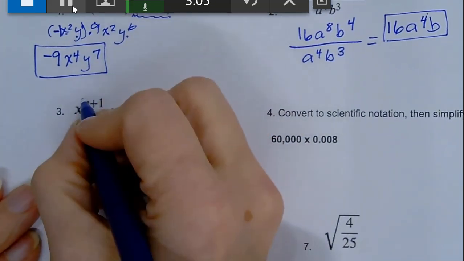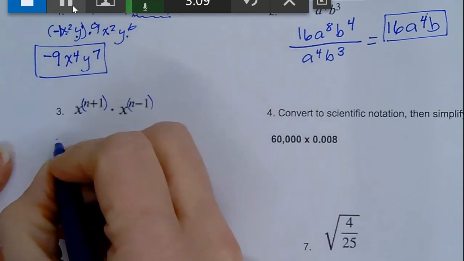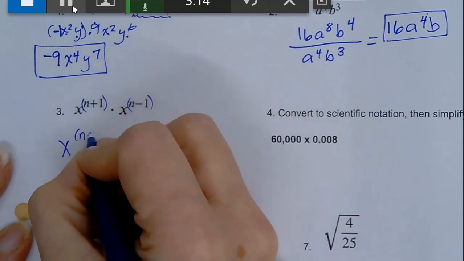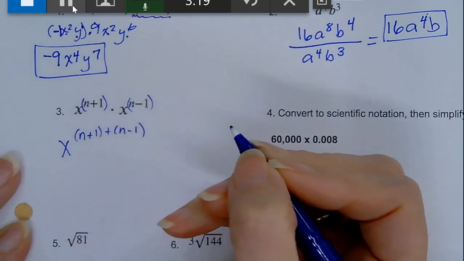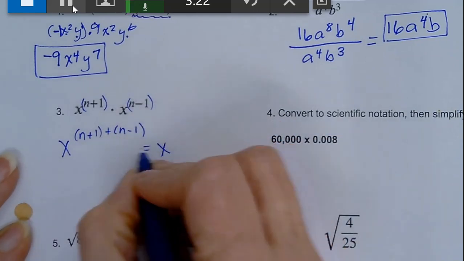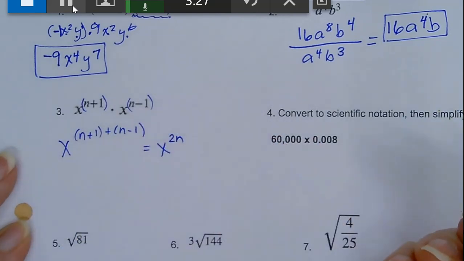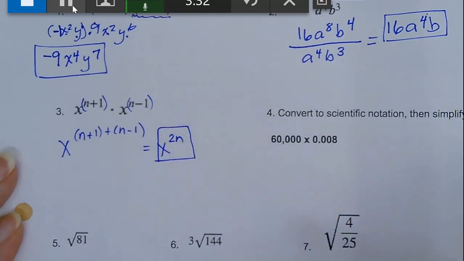Don't be worried about this. This is my exponent here, n plus 1, and that's my other exponent. So I know that I keep my base and I add my exponents. So I'm going to add n plus 1 plus n minus 1. No big deal, right? This is x to the n plus n is 2n, 1 minus 1 is 0, so I don't have anything else. So this is the final answer here. Okay, so it may look complicated, but if you take a breath, take a look at it, you can very likely solve it. You just have to be methodical.